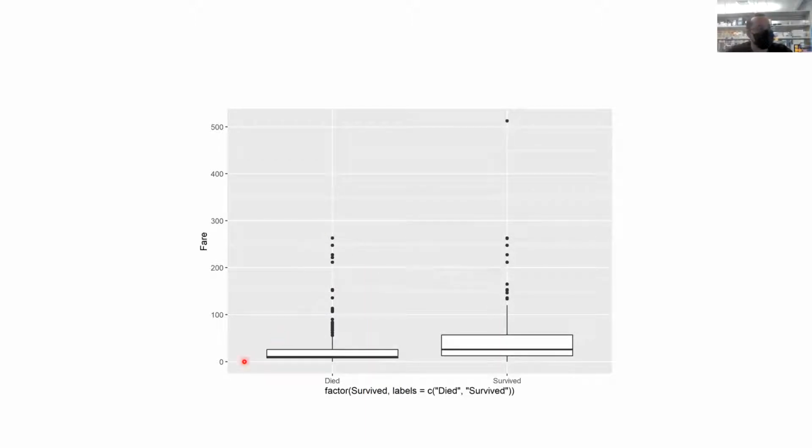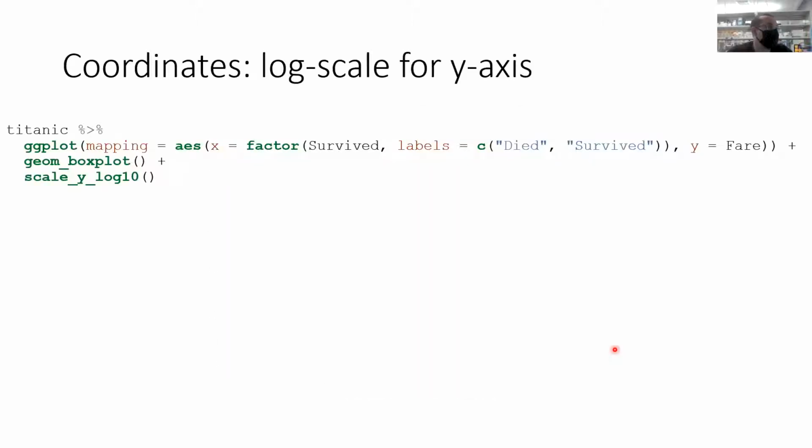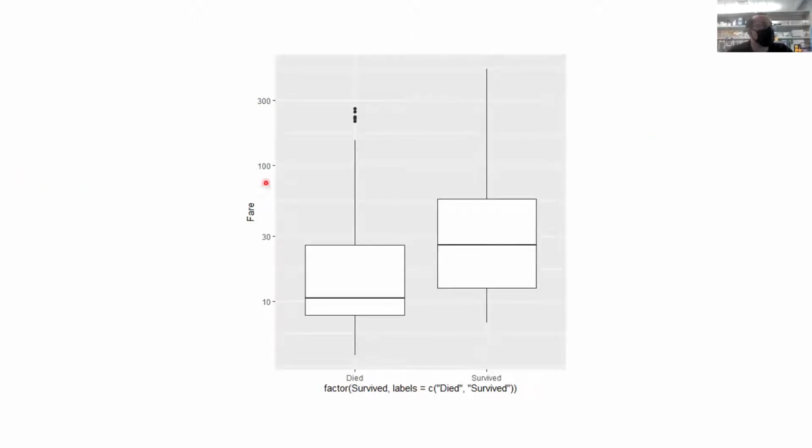So what do we do when the values in our y-axis span a large range of values, and it's hard to get distinctive information from it? We turn it into a logarithmic scale. So here we can use the scale_y_log10 function to turn the fare y-axis into a logarithm. And now our box plot suddenly is visually much more powerful.